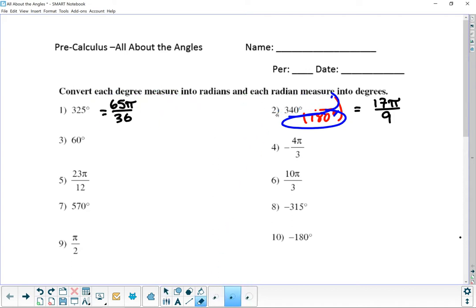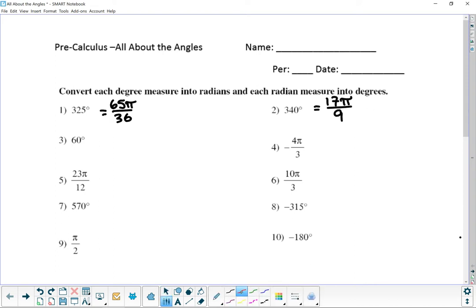Use the same strategy for number 3. Okay. I'm going to do a little nicer this time around. So I'm going to multiply it by 180 on the bottom because the degrees is on top, 180 degrees. Then I'm going to multiply by pi on top.